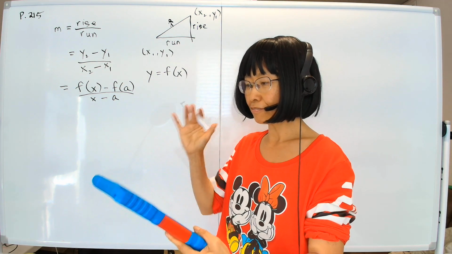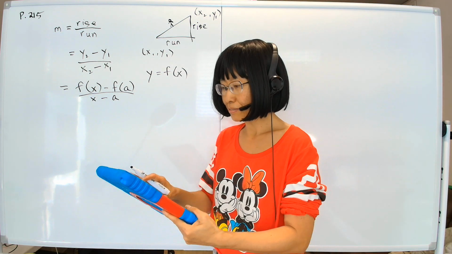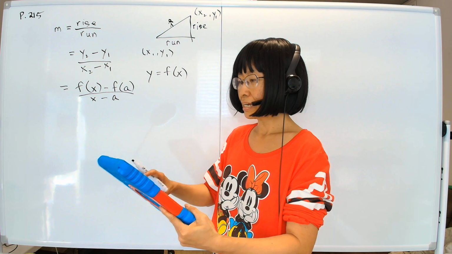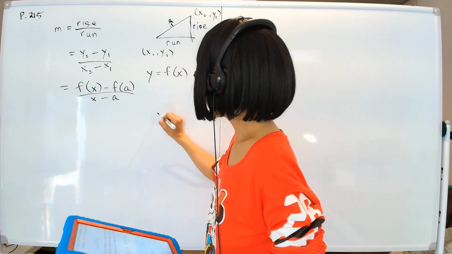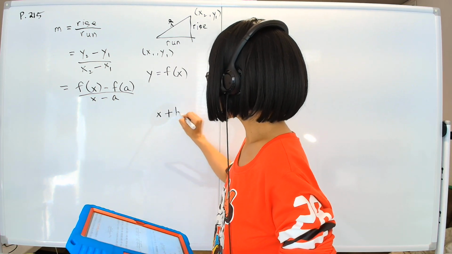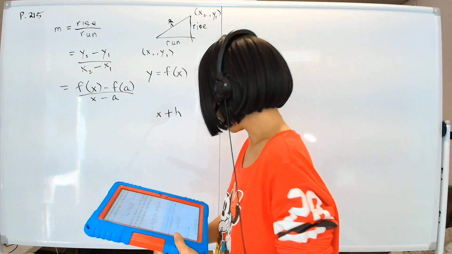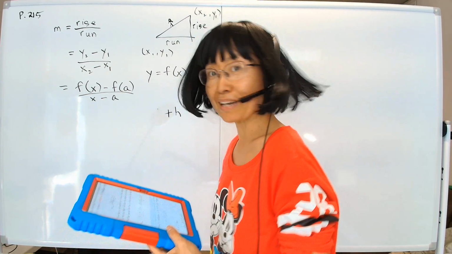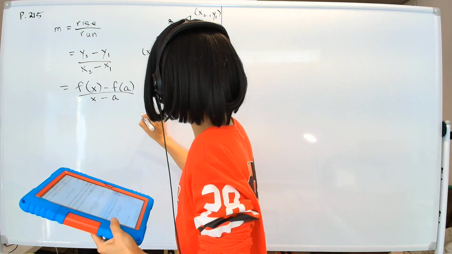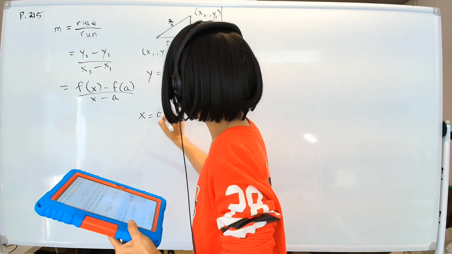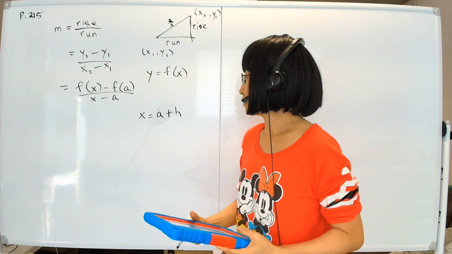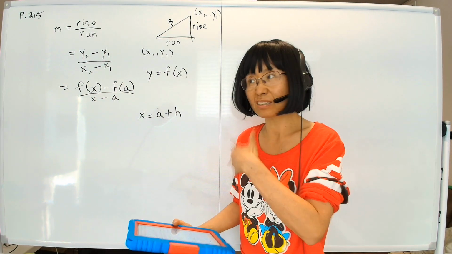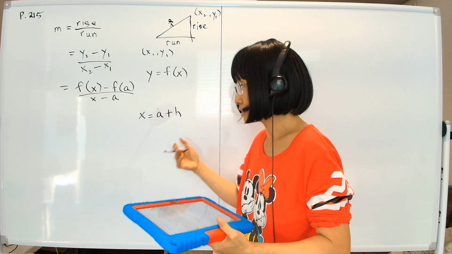And there's yet a fourth way of doing this. The fourth way of representing the same thing is when you let x equal a plus h. Sorry, let x equal to a plus h. Why? I just do. Okay, so humor me. It's convenient in some ways, but it's the same thing. So x is now a plus h.